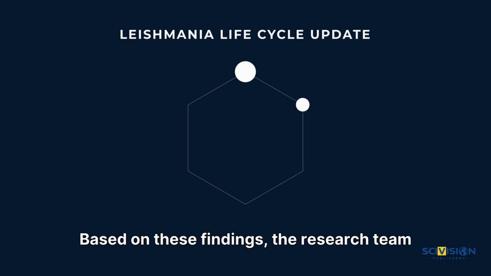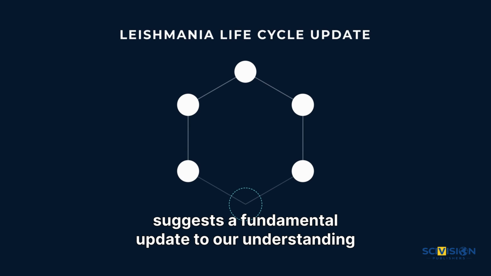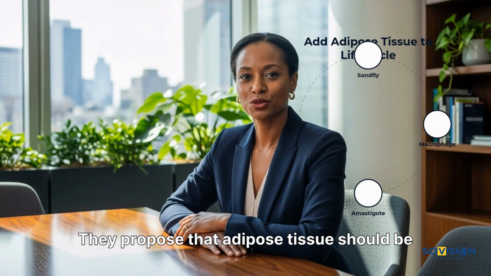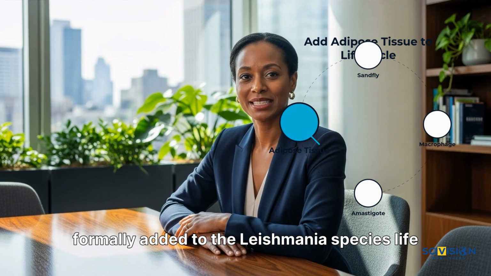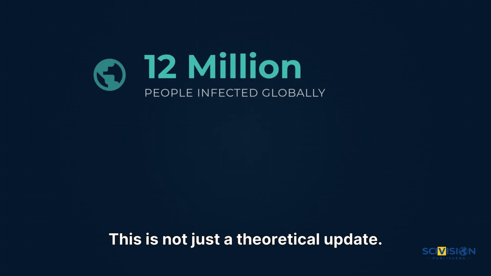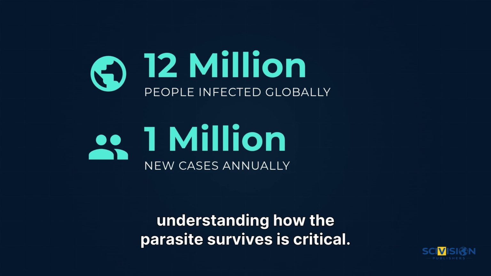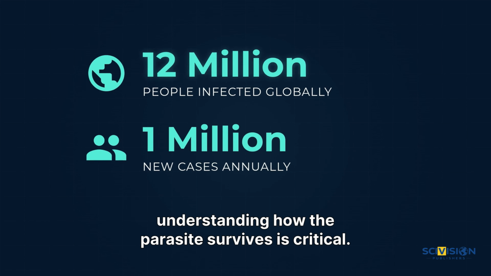Based on these findings, the research team suggests a fundamental update to our understanding of the disease. They propose that adipose tissue should be formally added to the Leishmania species life cycle. This is not just a theoretical update. With over 12 million people infected worldwide, understanding how the parasite survives is critical.